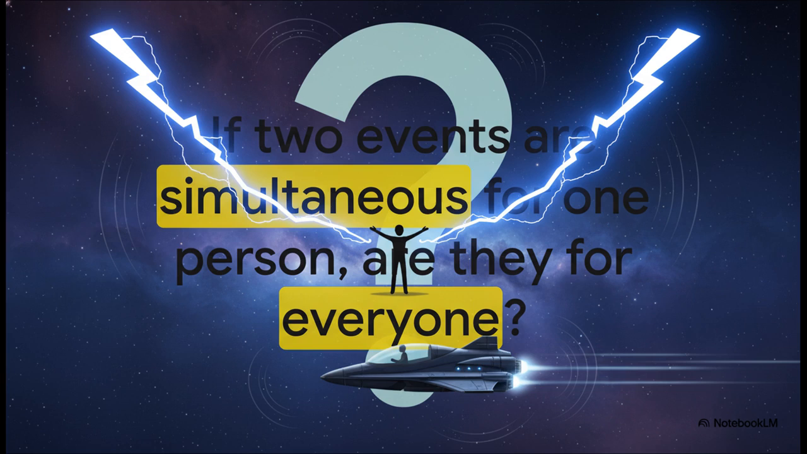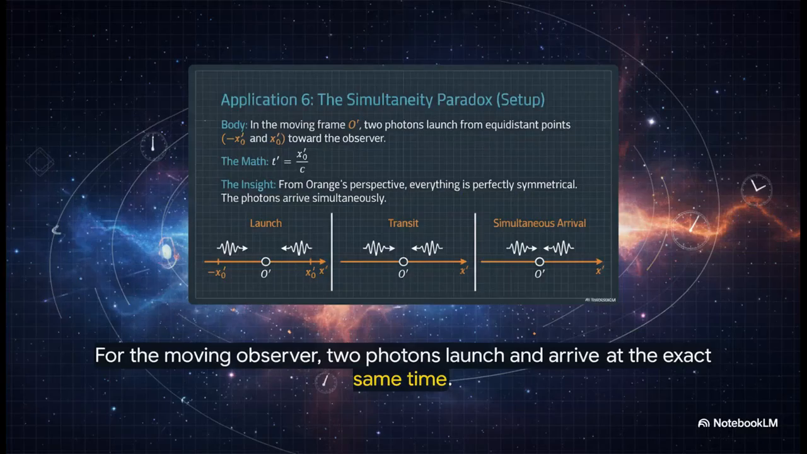But what about for your friend who's flying by overhead? Okay, let's look at the setup from the moving observer's point of view, our friend in orange. For them, two photons get launched from points that are the same distance away, on either side. The photons travel inwards, and they both arrive at the dead center at the exact same time. From inside that moving frame, this is a slam dunk. The two launches were perfectly, undeniably simultaneous.